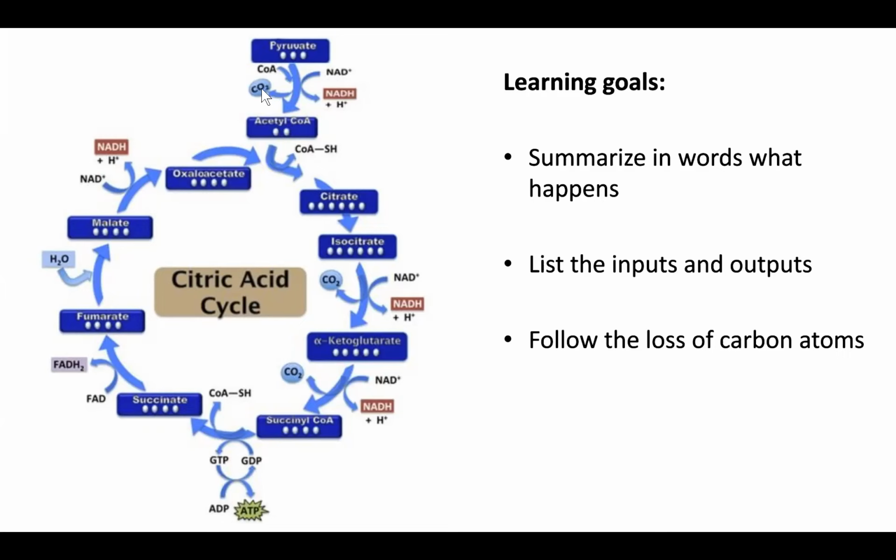And we're going to release that carbon as carbon dioxide. We're also going to harvest electrons in NADH, our electron taxi. We're going to add an enzyme called CoA, leaving us with the molecule acetyl-CoA. Acetyl-CoA can then start the Krebs cycle.